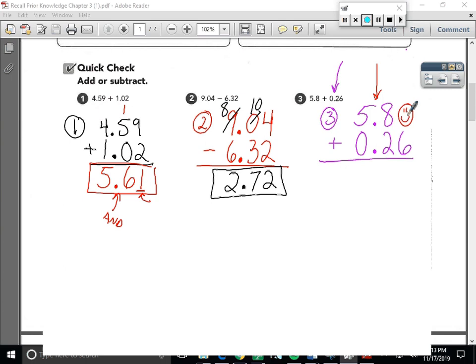We are really ready to add these up. We would say 0 hundredths plus 6 hundredths gets us 6 hundredths. And next, 8 tenths plus 2 tenths gets us 10 tenths. 10 tenths is really the same as 1 whole, isn't it? So I'll trade those 10 tenths in for 1 whole over here. 5 plus 1 gets me 6. And that decimal again should move straight into your quotient. 6 and 6 hundredths is the final answer.